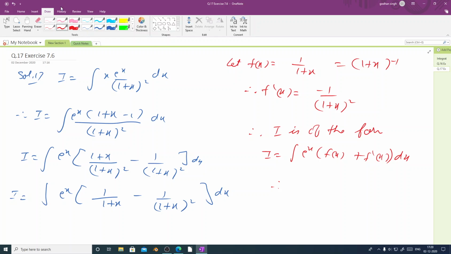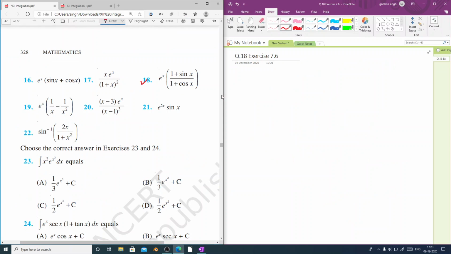Therefore we can say that I equal to e raised to x into f(x). What is our f(x)? We have taken f(x) as 1 over (1 plus x). So plus c. So this is the answer of question number 17. Question number 18. e raised to x into (1 plus sin x) over (1 plus cos x).